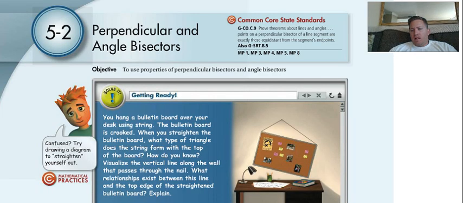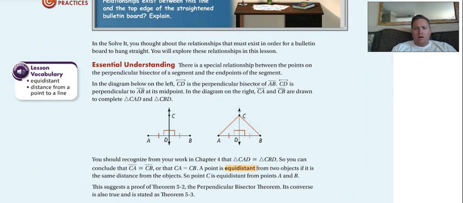Okay. Alright, this is lesson 5.2. So right at the top of the paper, we're going to be doing perpendicular and angle bisectors. Okay. So the first thing is we have a vocab word that we are going to quickly write down, and that's all we're going to do is write down this sentence right down here. We're going to say a point is equidistant from two objects if it is the same distance from the objects. So this means that a point, if it has equal distance, we call that equidistant. Okay, so write down that sentence right there. We're going to be using that word quite a bit.